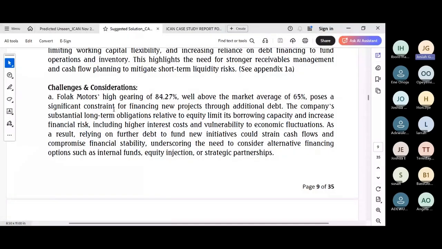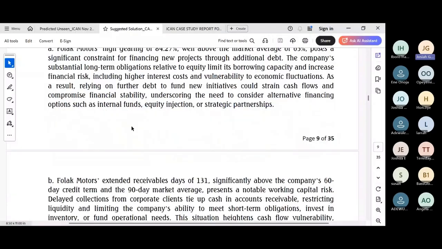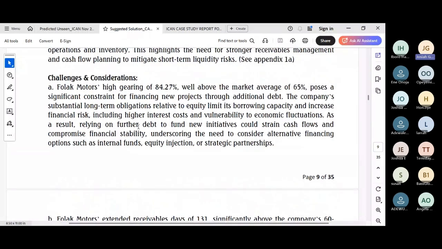So one of the issues we spoke about is gearing. Gearing is about 84%, well above the market average of 65%. And it's a significant constraint for financing new projects through additional debt. So we concluded, underscoring the need to consider alternative financing options such as internal funds, equity injection, or strategic partnership. So that is what you're discussing here in this parameter for challenges and considerations.